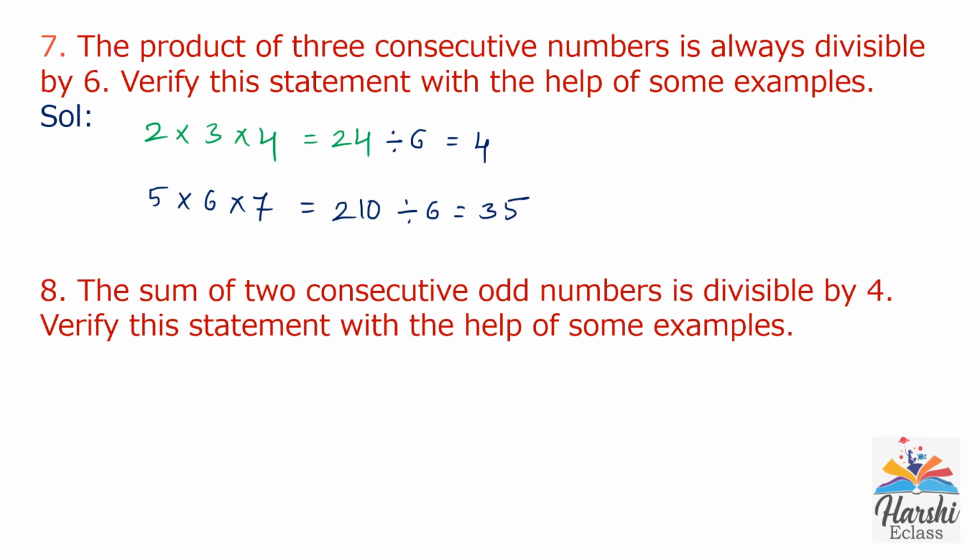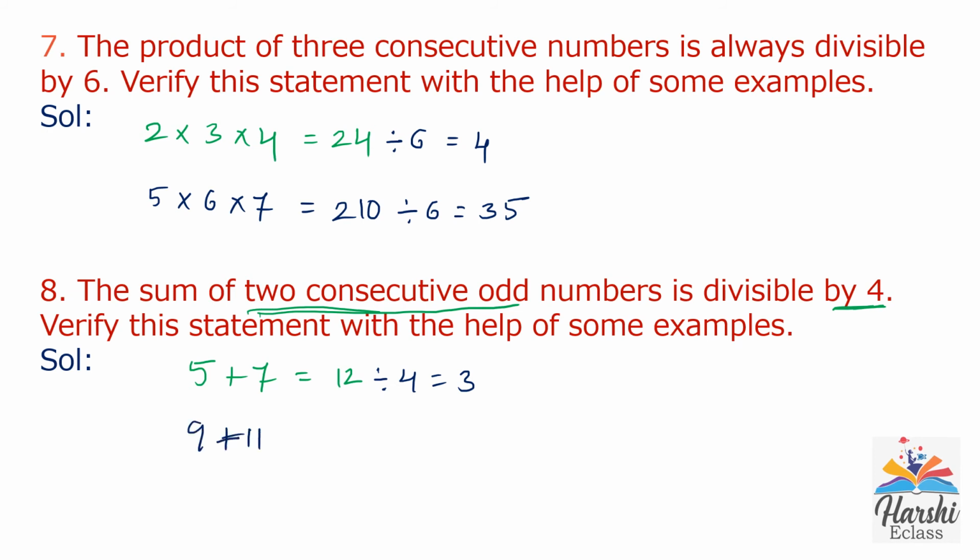Next, the sum of two consecutive odd numbers is divisible by 4. Verify this statement with the help of some example. Here two consecutive odd numbers, for example, take 5 and 7. 5 and 7 are two consecutive odd numbers. 5 plus 7, their sum is 12. 12 is divisible by 4. 12 divided by 4 gives quotient 3. 4 3s are 12.